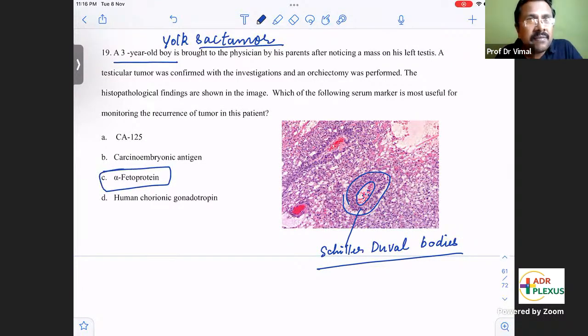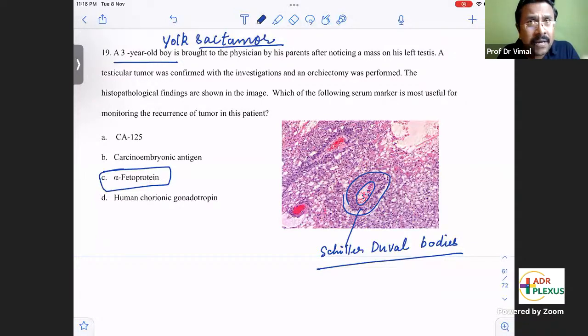Please remember also that teratoma in the female ovary can be either benign or malignant, but teratoma in a post-pubertal male is always malignant. Very important point. Also remember, seminoma is the most common testicular tumor, with an age group of 30 to 40 years.